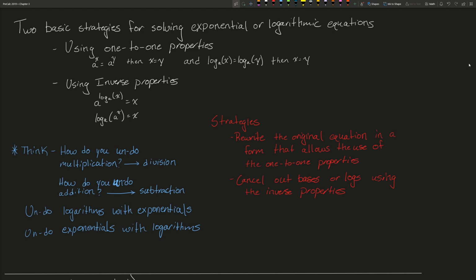If you think about it really simply, you can undo multiplication using division. You can undo addition using subtraction. The same is true for logarithms and exponentials. You undo logarithms with exponentials, and you undo exponentials with logarithms. So the two strategies really boil down to rewriting the original equation in a form that allows the use of the one-to-one property, or canceling out bases or logs using the inverse property.